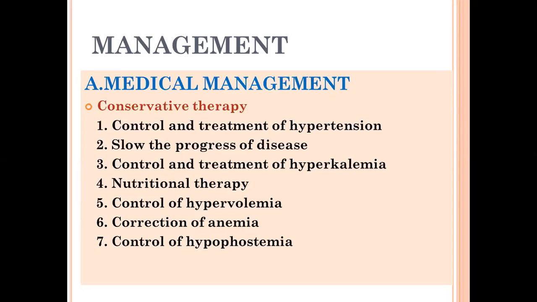Next is to slow the progress of the disease, how to prevent the disease from reaching the next stage. In order to prevent this, we have to treat the diseases which are already occurring in the patient. Like if the patient has chronic renal failure, along with that if the patient has hypertension or diabetes mellitus, we have to first and foremost treat that disease as well. After that only, we slowly and progressively move on to the chronic renal failure.